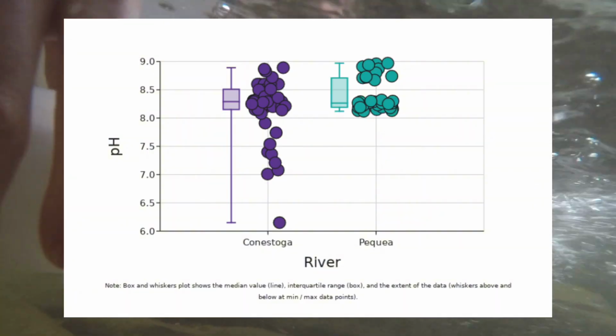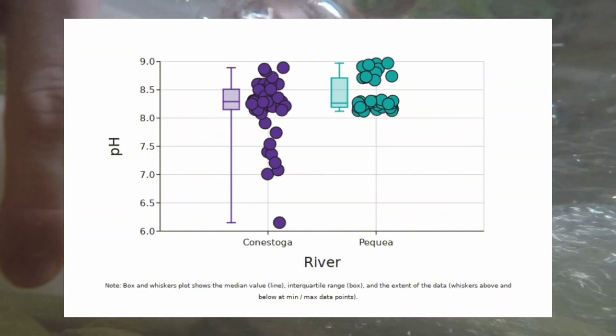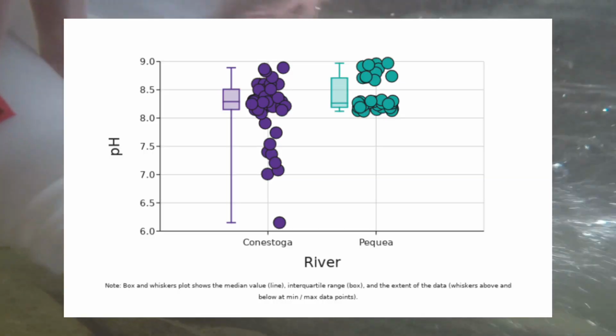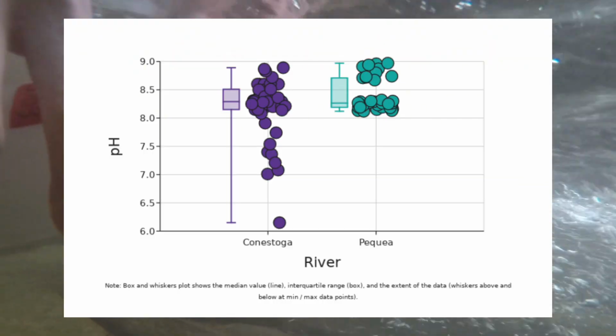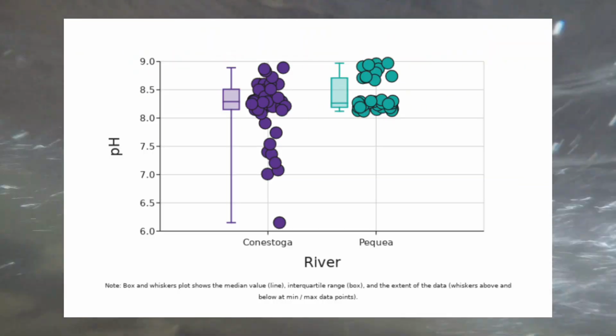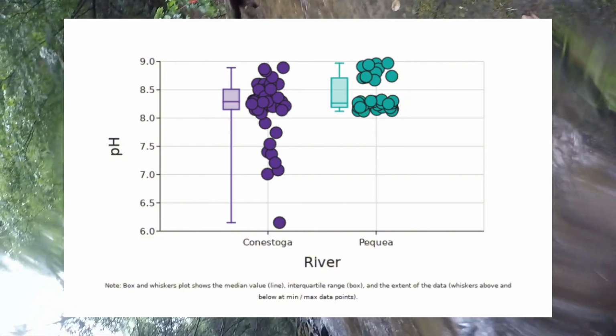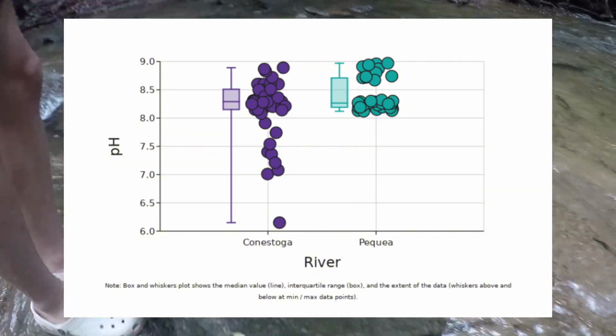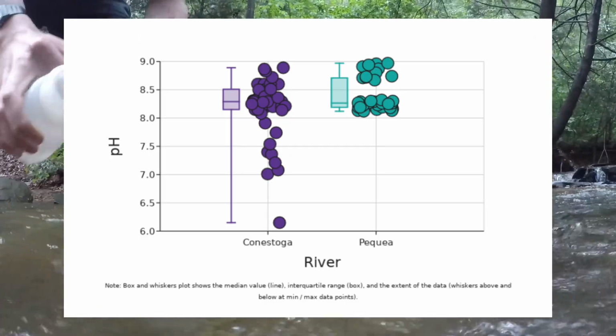This comparison of pH between the same two rivers indicates that the Pequea has a higher pH, but in this scenario, the difference isn't quite as visually apparent. But still, the p-value of 0.02 suggests a significant difference. The average pH in the Conestoga is 8.2, while in the Pequea it's 8.4.